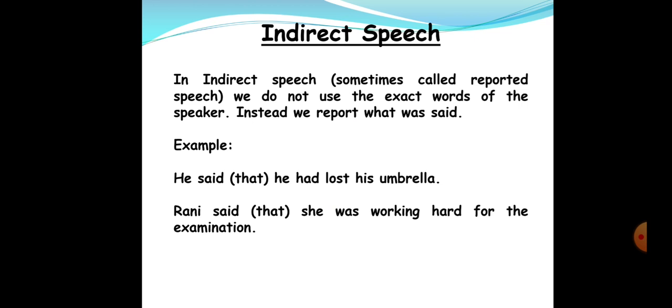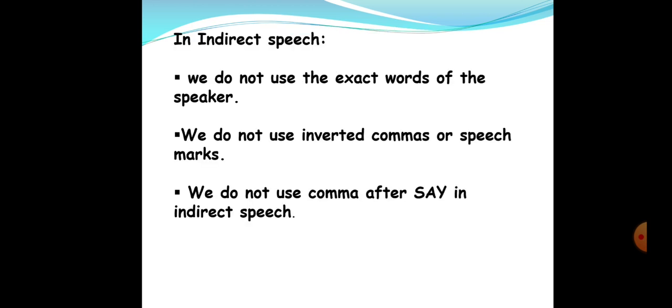Then in indirect speech, sometimes called reported speech also, we do not use the exact words of the speaker. Instead, we report what was said. For example, he said that he had lost his umbrella. Rani said that she was working hard for the examination.